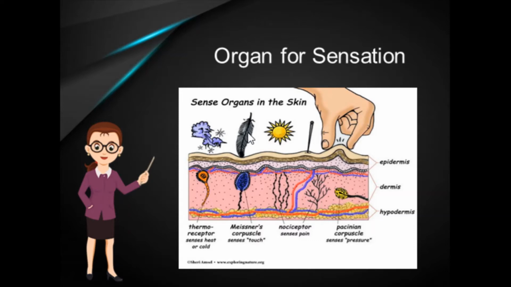It can feel the coldness of the environment, the heat of the sun, a nail, a pinch. All of it can be sensed by our skin, which our eyes, nose, ears, and tongue cannot do. Again, the third function of our skin is that it is an organ for sensation. Those are the three main functions of our skin.